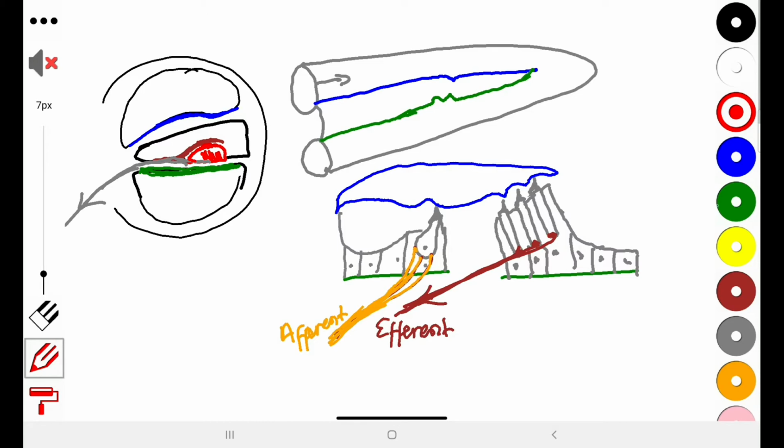And it sits on the green membrane here. If we can remind ourselves of the chambers, we have the scala tympani, and then we have the scala media and the scala vestibuli. So the green membrane is the membrane that is between the scala media and the scala tympani. So it sits on that membrane.